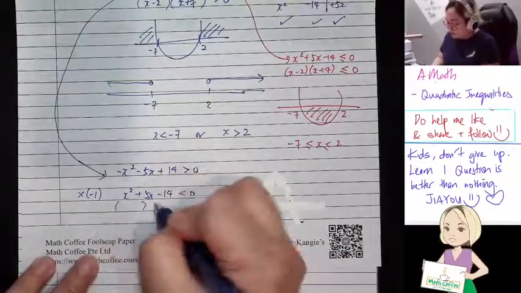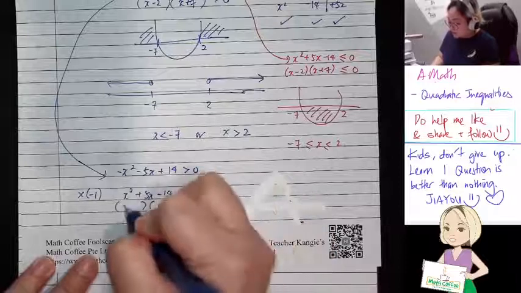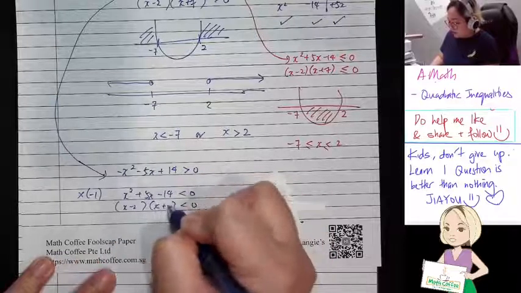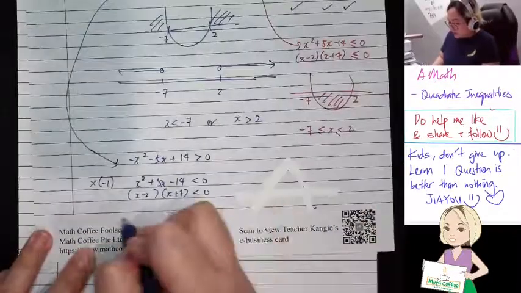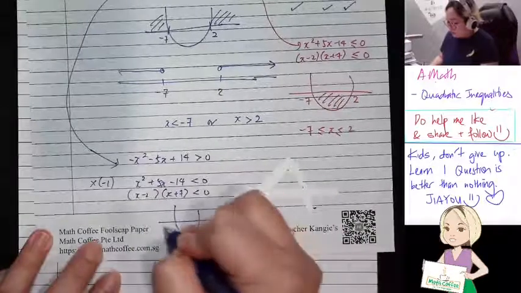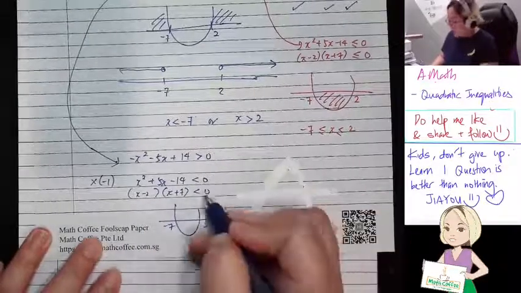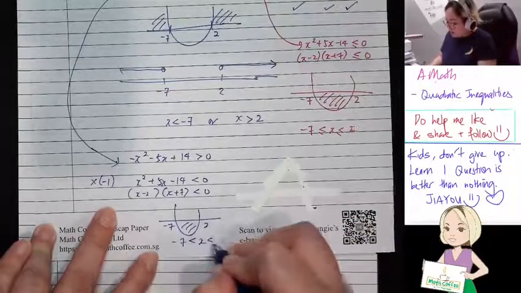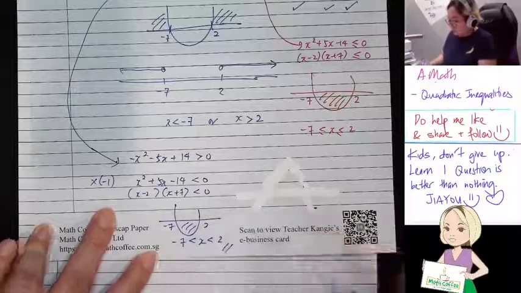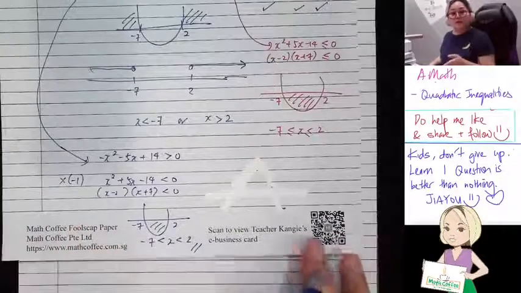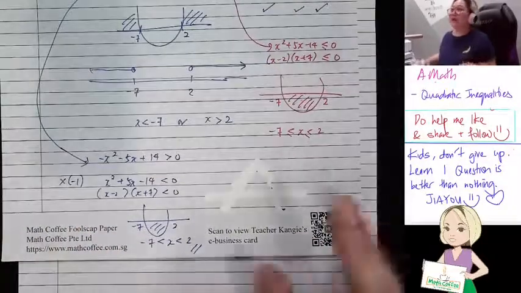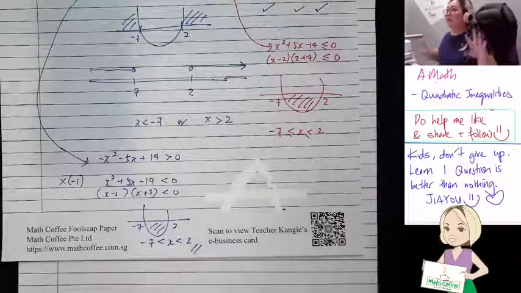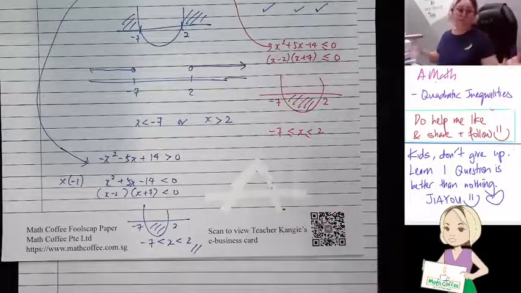Then you still do the same thing by factorizing. So you still have x minus 2 and x plus 7. And after that, same thing, you draw the diagram. And you have minus 7 and 2, and less than 0 means it's here. So that means x is between minus 7 and 2. Done.